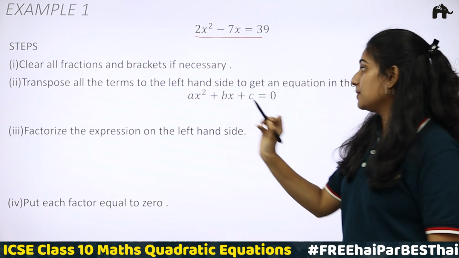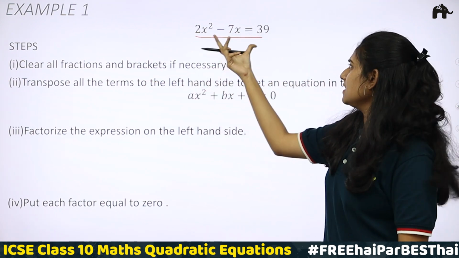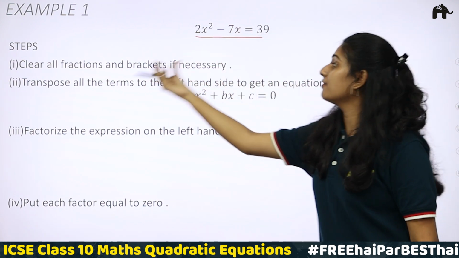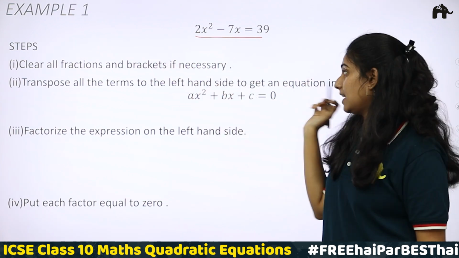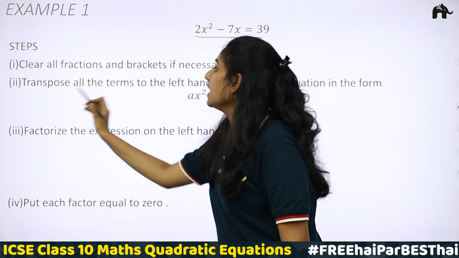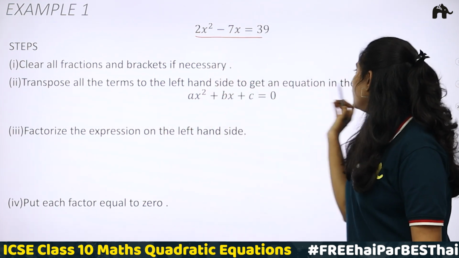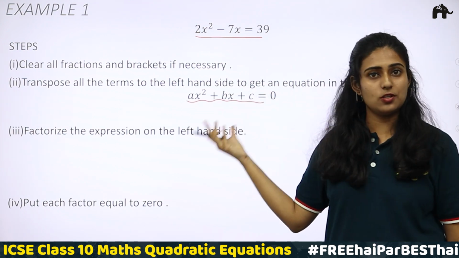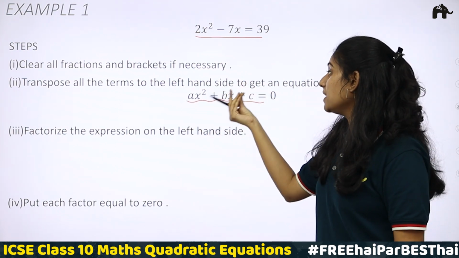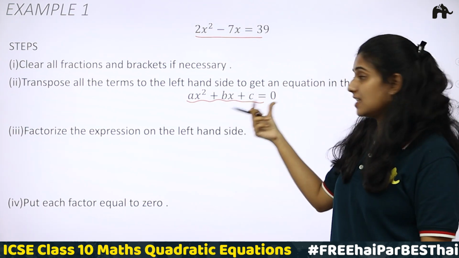The first step is clear all fractions and brackets if necessary. In this equation, we don't have any fractions or brackets. If there are fractions or brackets, first you have to clear them. Second step is transpose all the terms to the left hand side to get an equation in the form ax square plus bx plus c is equal to 0. We know ax square plus bx plus c is equal to 0 is the standard form of a quadratic equation.